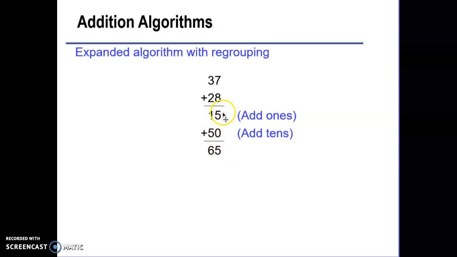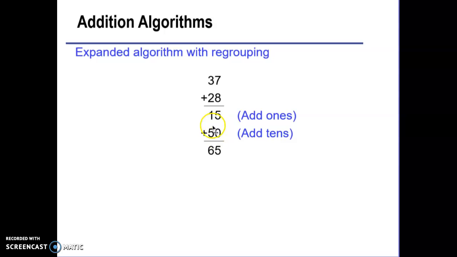1 plus 5 is 6. 15 plus 50 is 65. So this may be an easier addition to do for a child who's struggling because of the 0. This may be an easier addition to do than this one is. So the expanded algorithm with regrouping is good mathematics. It's totally fine to do.